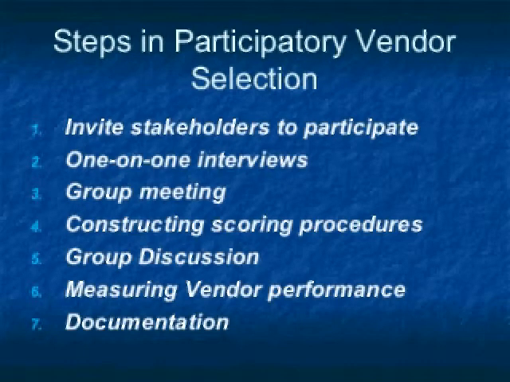Fourth, the group creates a scoring procedure. In Step 5, the group discusses their differences and compromises to create a new scoring procedure. Sixth, the group measures the vendor's performance on various attributes and uses the scoring model to score each vendor. Lastly, the facilitator documents this information and distributes it to the members of the organization.